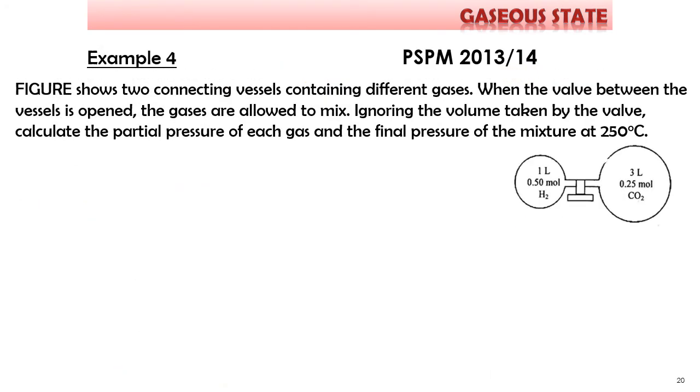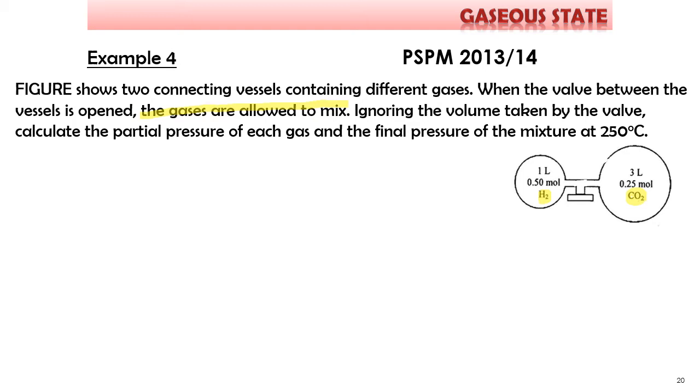Next example. The figures below show two connecting vessels containing different gases. One of them is hydrogen gas, another one is CO2 gas. When the valve is open, the two gases are allowed to mix. So in the middle here, you open the valve here. When you open the valve, the hydrogen gas will move to another container, and the CO2 gas will move to another part of the vessel.